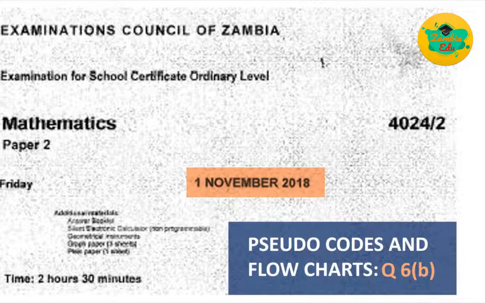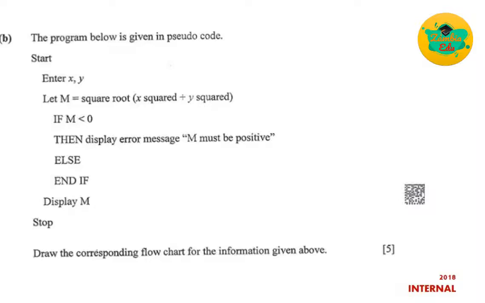Now we're looking at 2018 paper 2 internal, and the question under pseudocode and flowcharts came as question number 6b. The question reads: the program below is given in pseudocode. Start, then enter x, y. Next step, let m be equal to square root of x squared plus y squared. Next step, if m is less than 0, then display error message, m must be positive. Else, end if, display m, then stop. The question reads: draw the corresponding flowchart for the information given above.